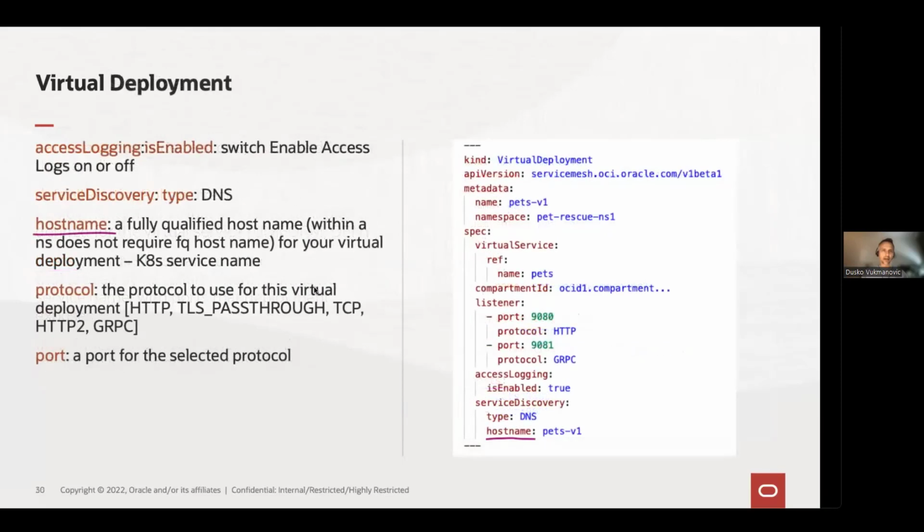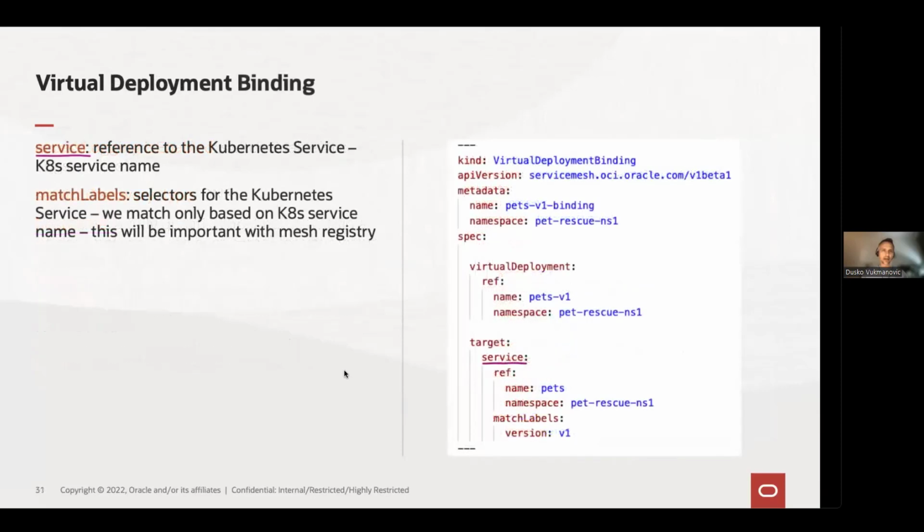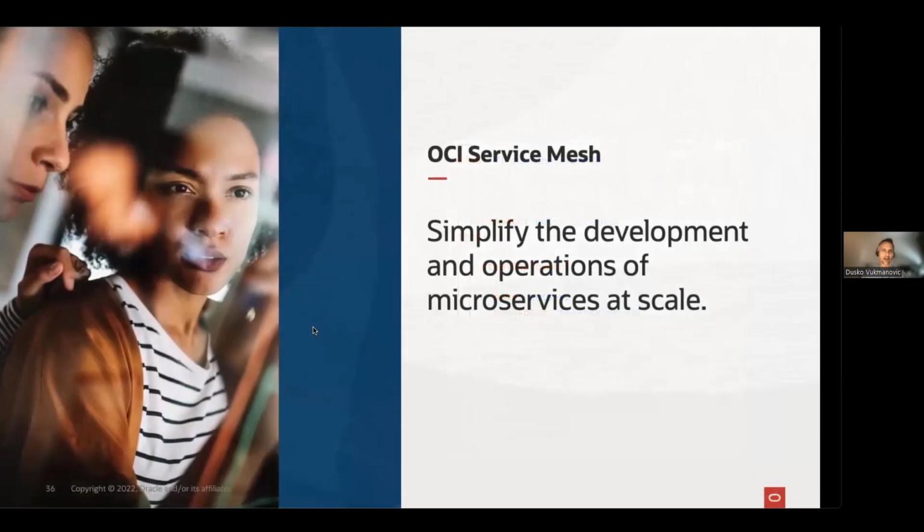And then for the virtual deployment, same thing. This is the part that comes from Kubernetes. So those are the touching points with your Kubernetes application. And this is the third touching point, the virtual deployment binding. So we are, again, connecting the virtual deployment with a set of pods that represent your specific version of the microservice. And then this is the moment when we inject the proxy. Yeah, so I will now switch to the demo.